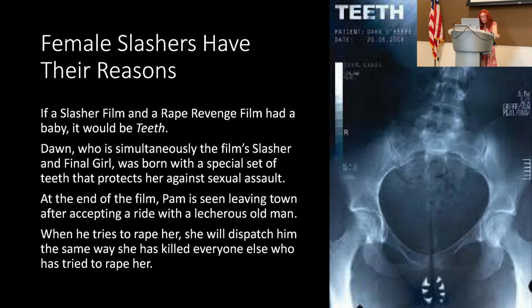At the end of the film, Dawn is seen leaving town after accepting a ride with a lecherous old man, after she has already dispatched everybody who has tried to sexually assault her or who has sexually assaulted her with her special teeth. She's just hitching a ride out of town. We know what's going to happen to that guy. He thinks he's got her trapped in that car, and she's just going to go off and I guess keep doing this until she gets caught, if that's even possible.